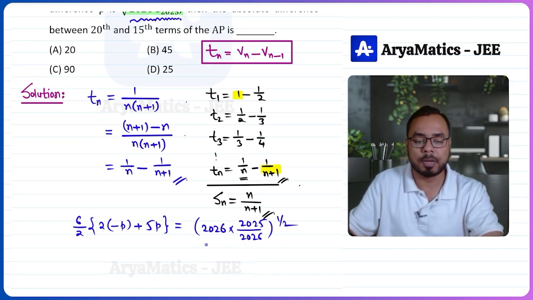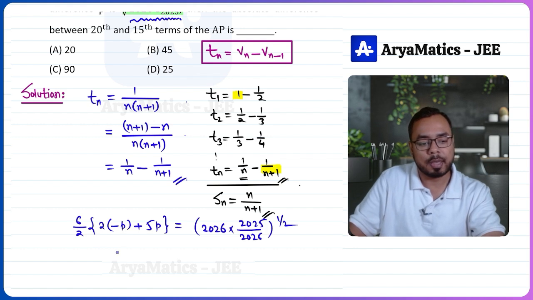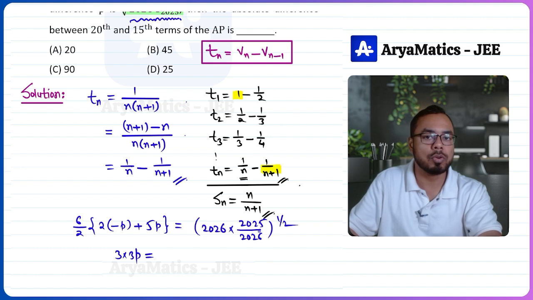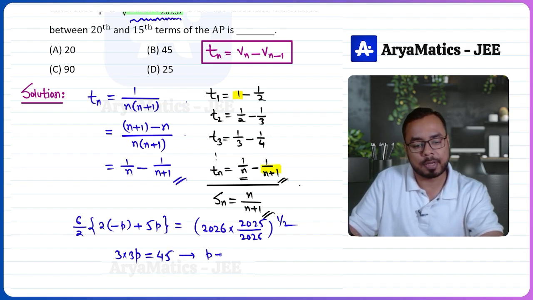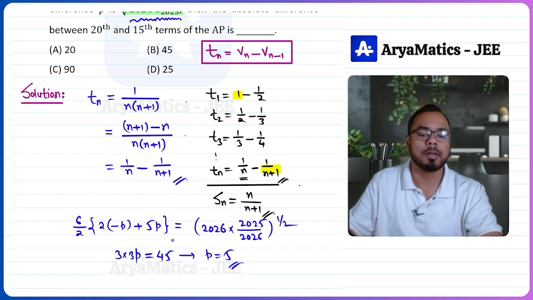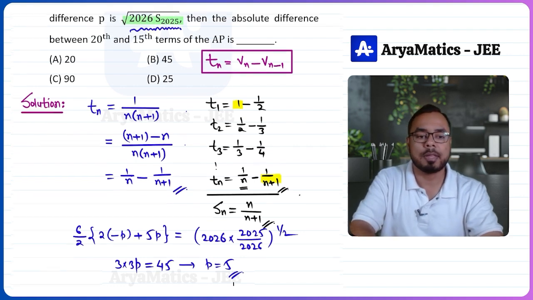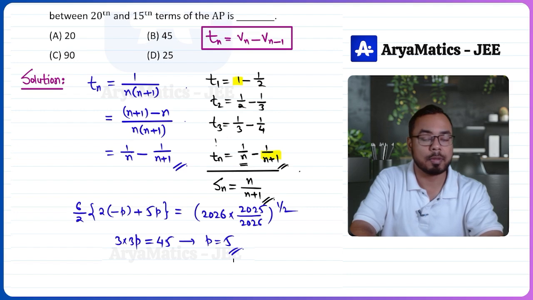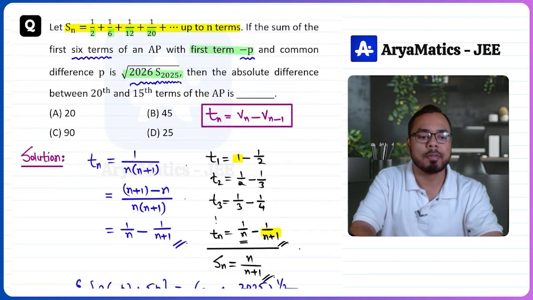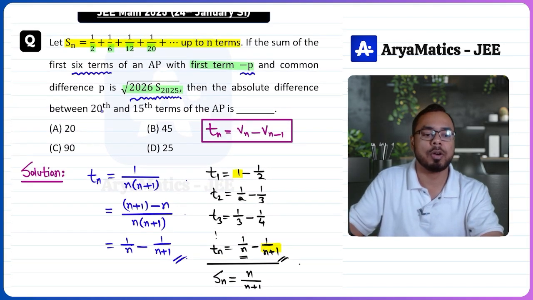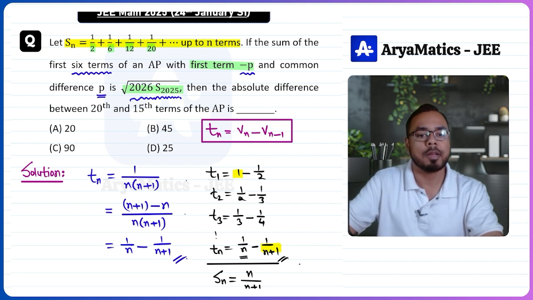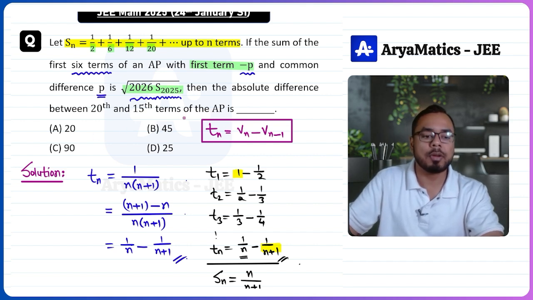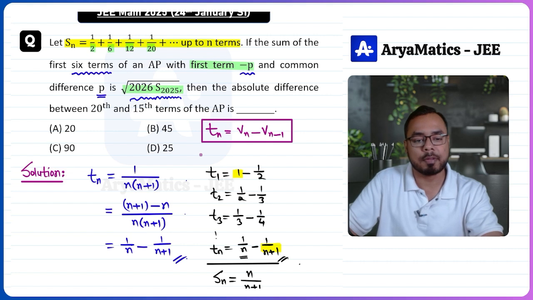Clearly you can see that 2026 will cancel. From here you will get 3 into 3p, and the square root of 2025 is 45. So from here we get the value of p as 5. Now the value of p is 5, and for the given AP the common difference is 5. Now we need the absolute difference between the 20th term and the 15th term.